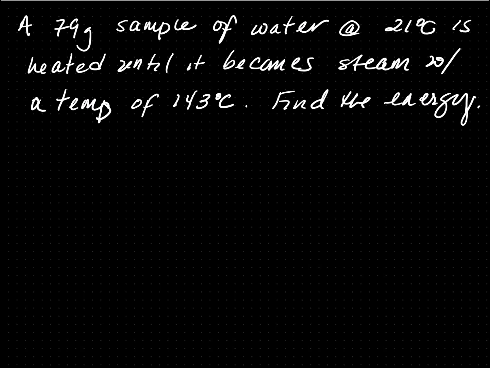This problem is also a multi-step problem because it's water going through multiple phase changes. It's starting at 21 degrees Celsius and it's becoming steam at 143 degrees Celsius. Sketch out the heating cooling curve. Mark where it starts, which is 21 degrees here because we know the first plateau is 0 degrees Celsius, the melting freezing. Up here is 100 degrees Celsius, which is boiling. And it's going to go to 143, which is up here.